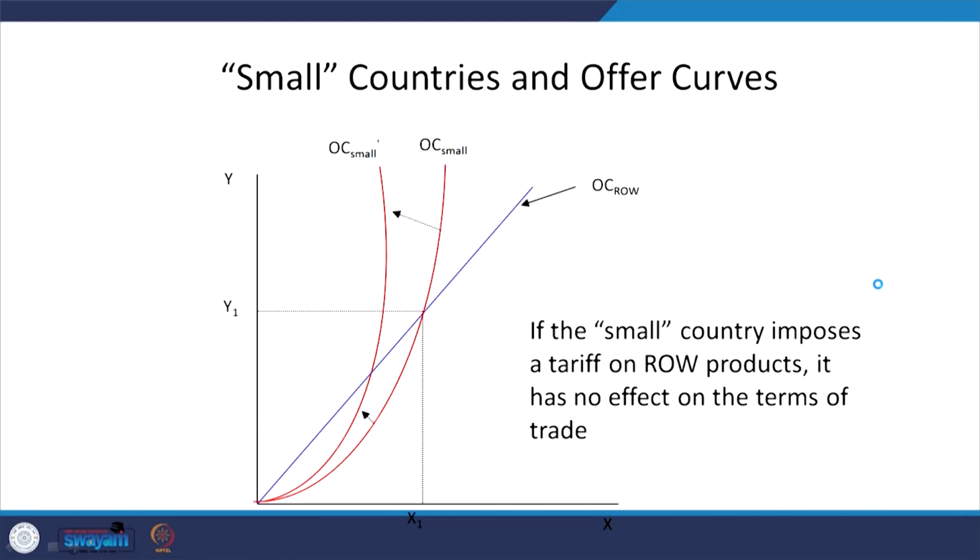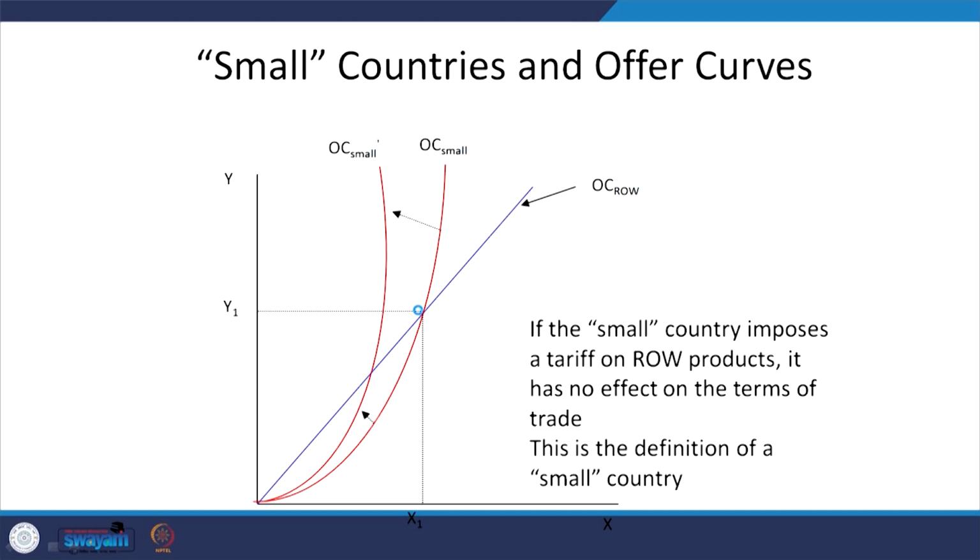Now, if the small country imposes a tariff on rest of the world products, it has no effect on the terms of trade. So, the terms of trade is not going to be changed, as I already said. Therefore, the offer curve for the rest of the world is going to be constant. This is the definition of a small country, and precisely the answer behind the questions we have raised.